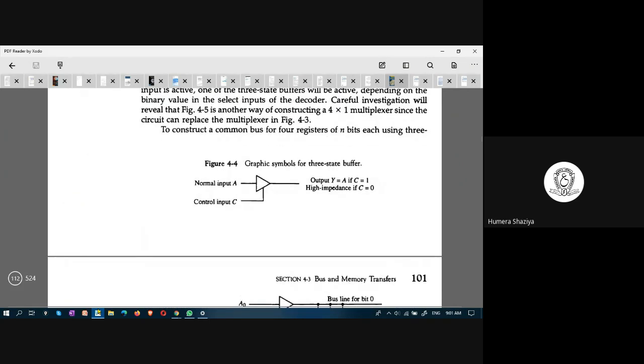This is the graphic symbol for a 3-state buffer. What is a buffer? Essentially, a buffer is a gate which generates the same output as its input. This is the graphical symbol for a buffer gate. This is known as the buffer gate.